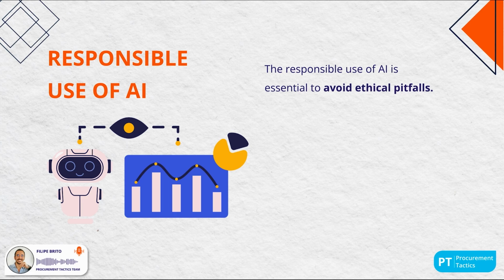Artificial intelligence is increasingly being used in procurement analytics to automate processes, predict trends, and optimize decisions. However, the responsible use of AI is essential to avoid ethical pitfalls. AI systems can inadvertently perpetuate biases or make decisions that are difficult to explain or justify.